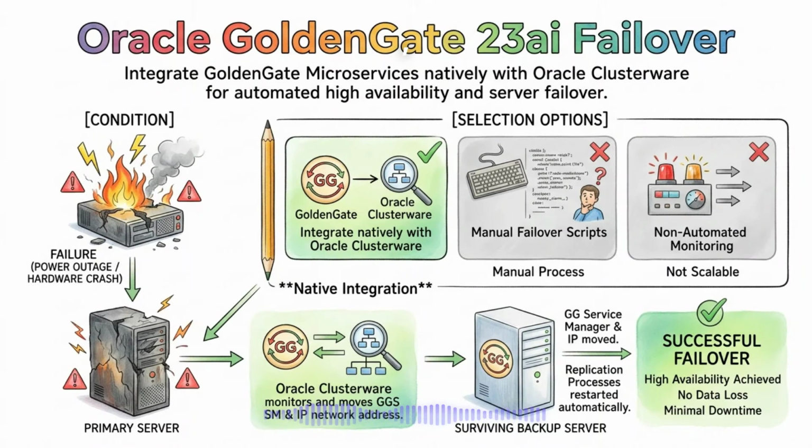To prevent this infinite loop, you must configure the extract process to explicitly ignore any transactions that were applied by a GoldenGate Replicat user. The exam will definitely ask you how to prevent data looping in bidirectional setups. So remember to filter out the Replicat user account on both sides.